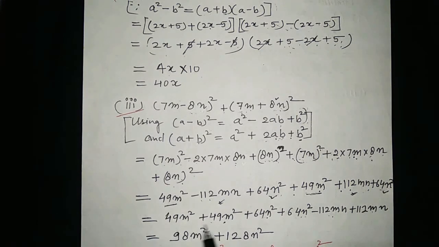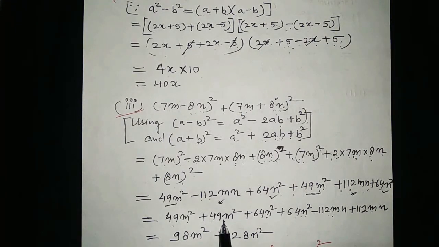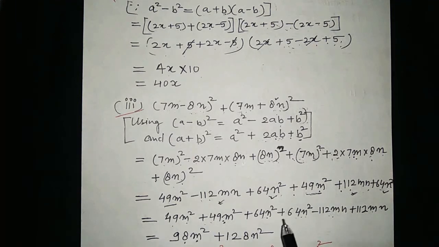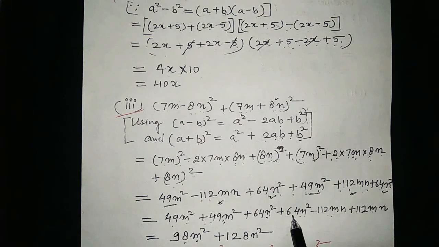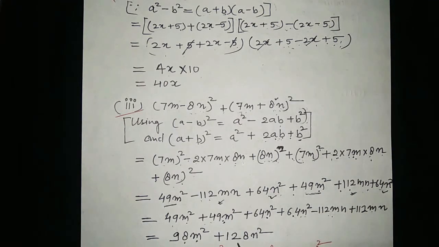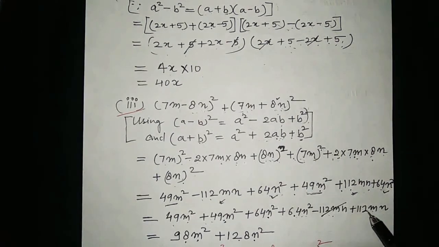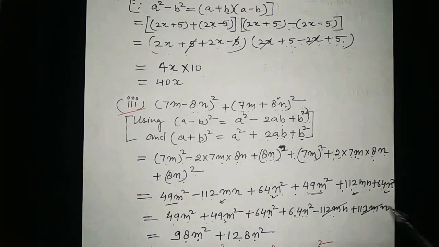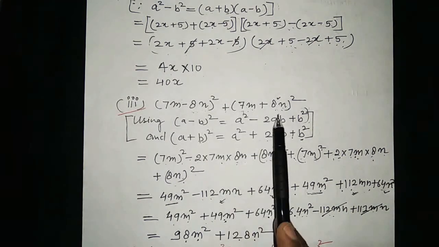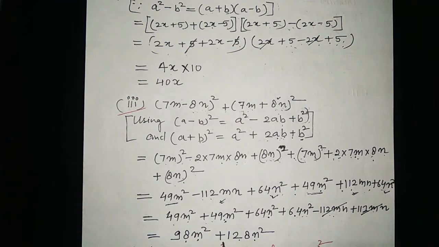Clear? Now we will add the like terms. Here 49m square plus 49m square, what will come? 98m square. Here 64n square plus 64n square, we will add. We will get here 128n square. And here minus 112mn plus 112mn, what will come? 0. So the answer of this question is 98m square plus 128n square.